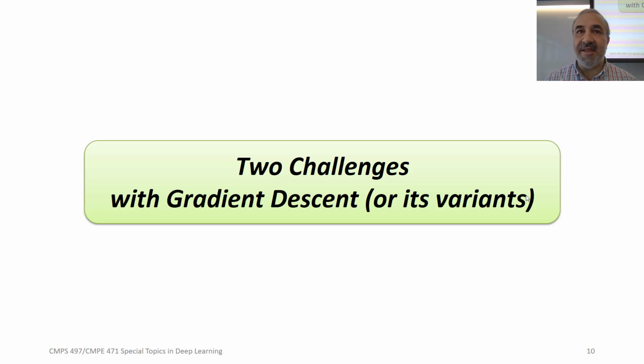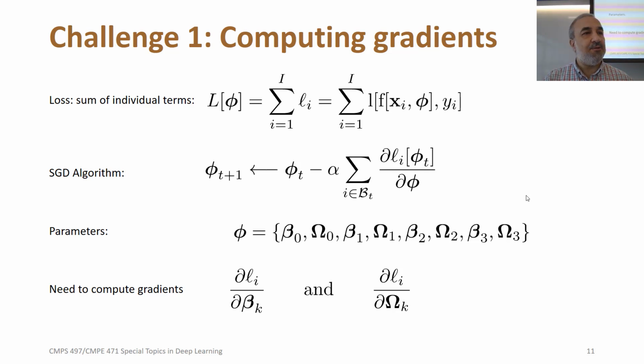So gradient descent and its variants have two challenges. The first one is that we need to compute the gradients, right? And gradients with respect to what? Gradients of what with respect to what? Gradient of the loss function with respect to the parameters. Do we have many parameters? Yes, of course. In neural networks nowadays we have billions of parameters. Okay, billions of parameters. So that's a lot.